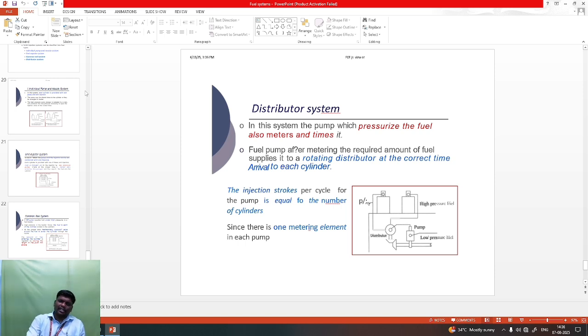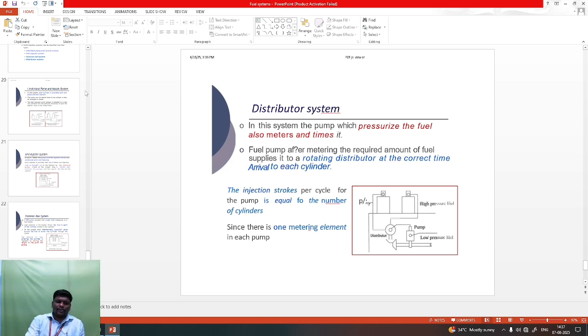In the IC engine there are two types: the SI engine and the CI engine, that is, the spark ignition and the compression ignition engine. In spark ignition, the spark plug is used to produce a spark to fire the mixture. In the compression ignition engine, the fuel injector is used to spray the fuel into the combustion chamber. These are the major differences between the SI engine and the CI engine.